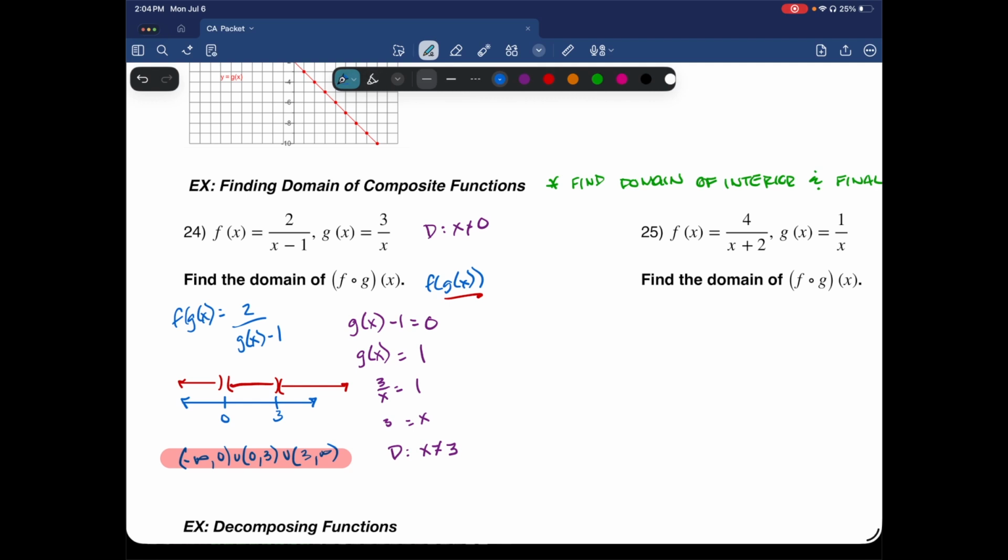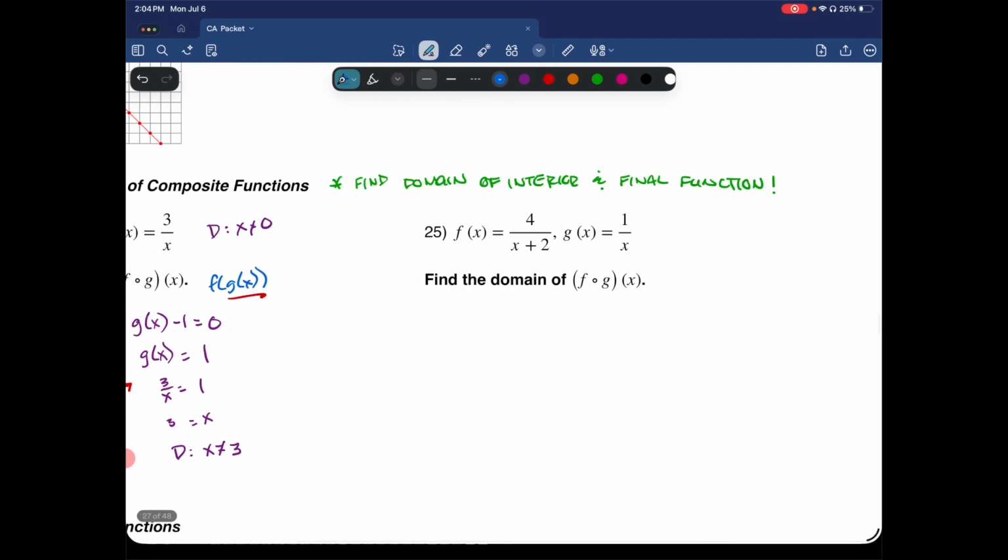All right, let's do this again on 25. This time, once again, you got f of g of x. So the inside function is g, so that's going to be the same thing as before. It's going to be x equals 0. So my domain is x does not equal 0. All right, and so when I plug this in, I got 4 over g of x plus 2. All right, so that means that g of x plus 2 equals 0. G of x equals -2.